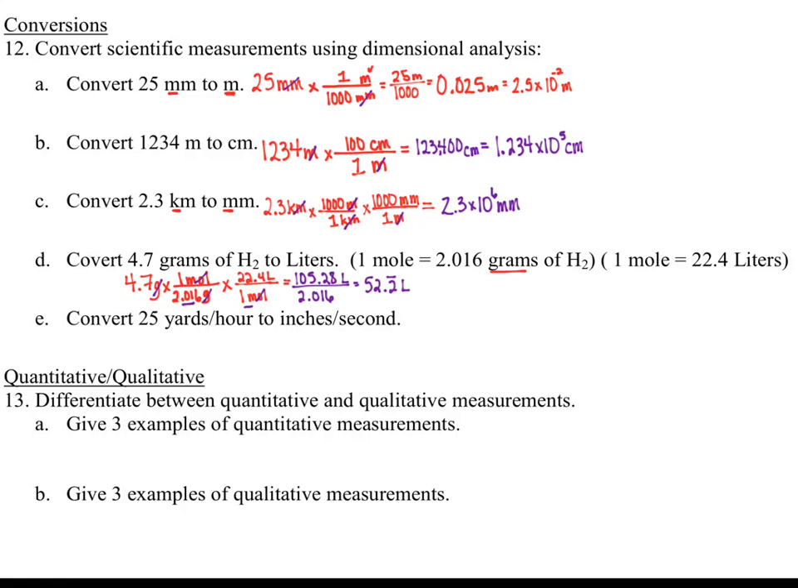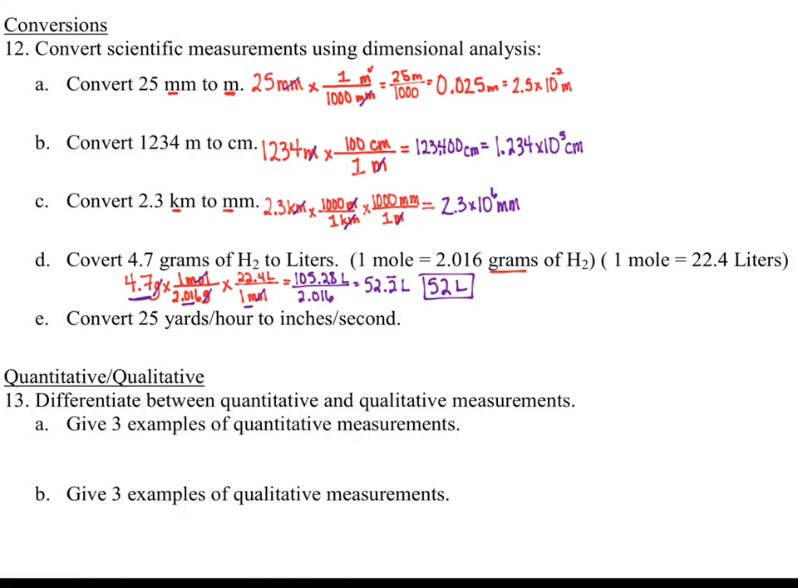Now I'm going to look at my sig figs, okay, and my given only has 2 significant figures, and so my answer will be 52 liters. Okay, all right, so E: convert 25 yards per hour to inches per second.